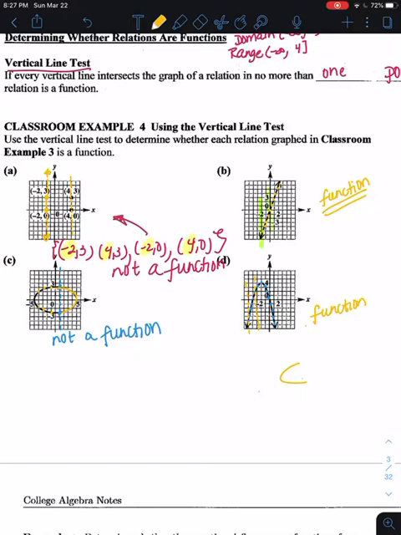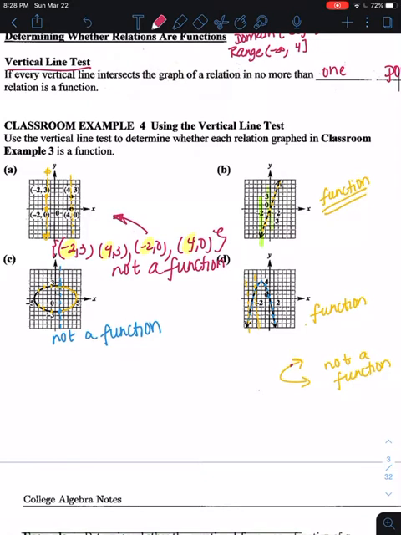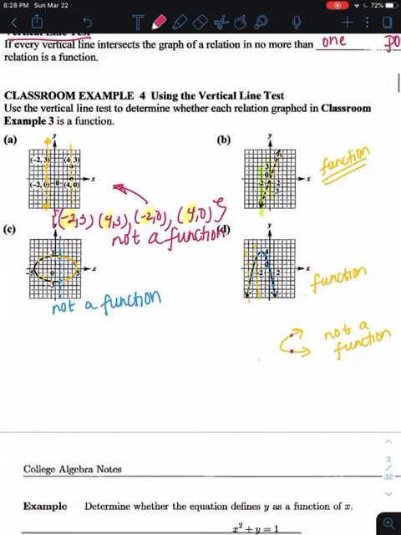So if I had like a sideways parabola, let me just draw another example. This would not be a function. Right, because you have points that overlap. I can hit a point here and here. So that would be not a function. So hopefully that extra example will help.